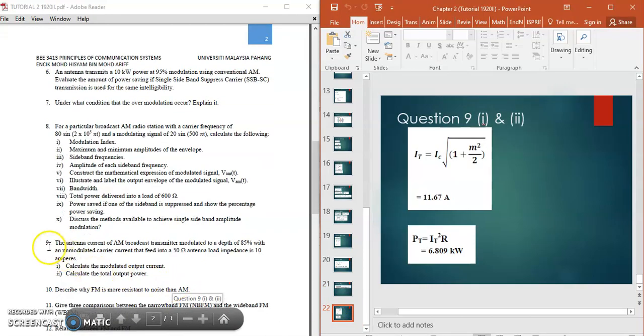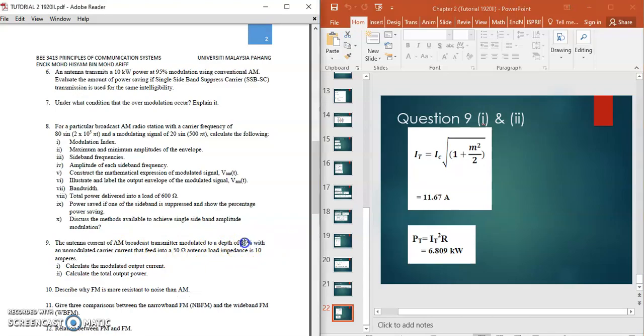Question 9. The antenna current of an AM broadcast transmitter modulated at a depth of 85%. This depth of 85% means the modulation index, and it is fed into a 50 ohm antenna load with 10 ampere. Calculate the modulated output current. This is the direct formula. Then calculate the total output power: PT equals IT squared times R, where R equals 50 ohm. So you get this result.